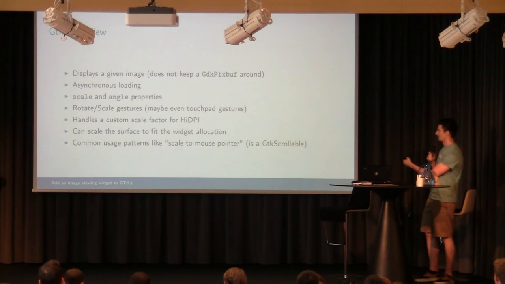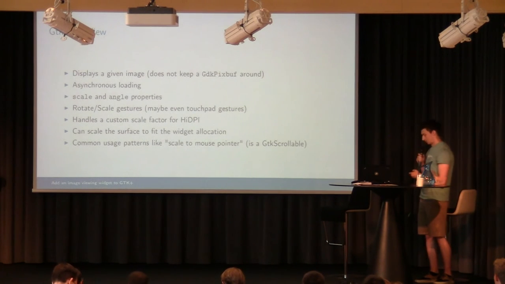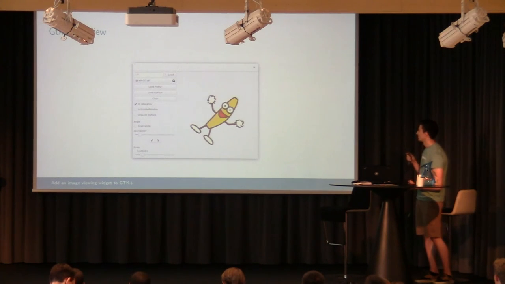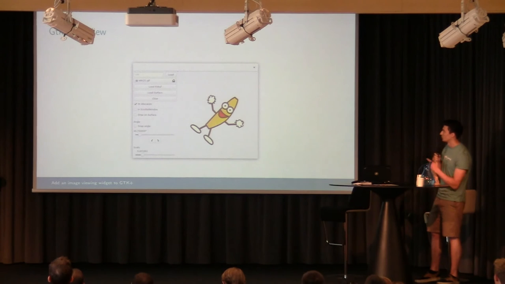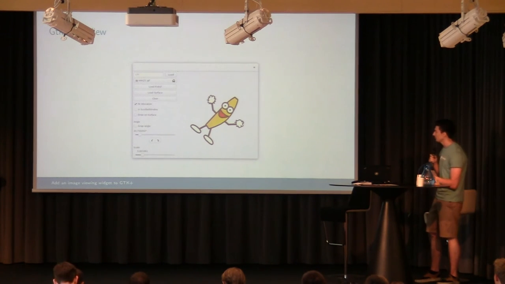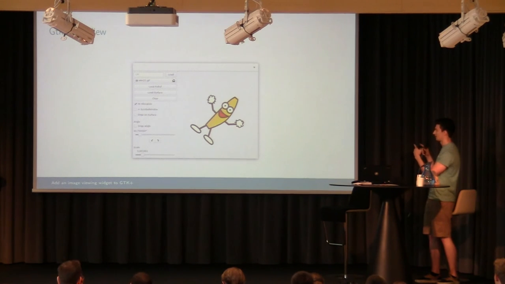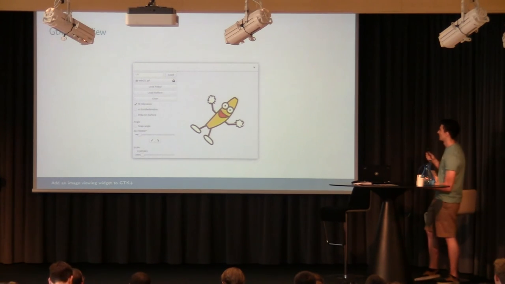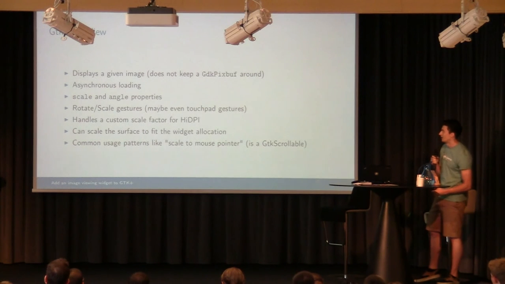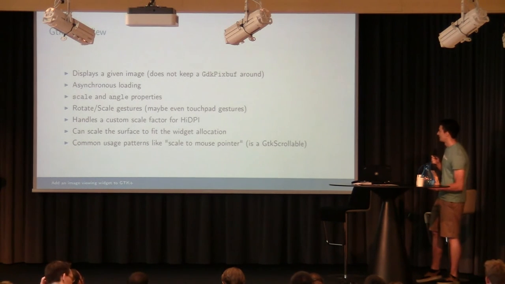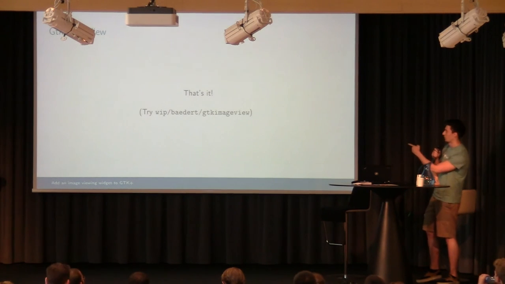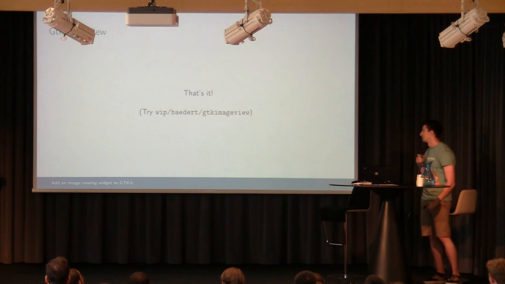And what I'm currently working on is the scale to mouse pointer thing, where the image is in a scroll window and you scale using the mouse, but you don't want that to increase the size so that everything would move to the lower right, so we need to scale and scroll to the upper left. Yes, because it's a GtkScrollable and GtkWidget subclass, and I think that's it. And I have a work in progress branch if you want to check that out, unless I put something stupid in like last time.